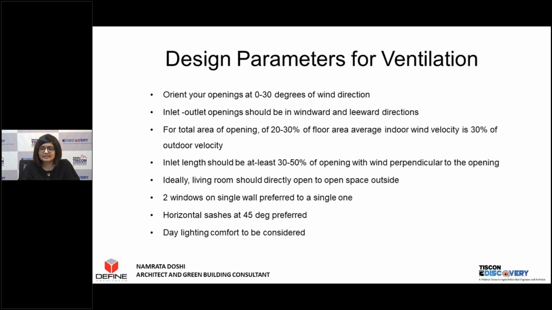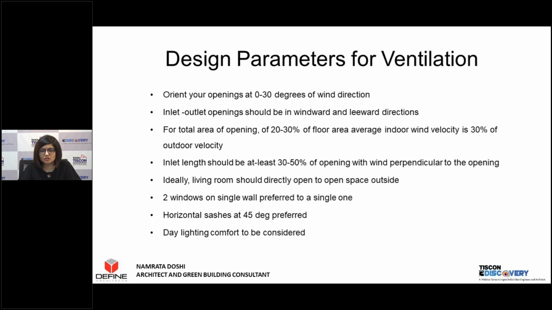Inlet length should be at least 30 to 50% of opening with wind perpendicular to the opening. So we've talked about the location, we've talked about the percentage. Now we're coming to the length. So within your percentage, like I said, when you're looking at 20 to 30 square feet, within that percentage of area, you need to make sure 30 to 50% is given to the length. This is in order to ensure that length is able to capture the required wind.